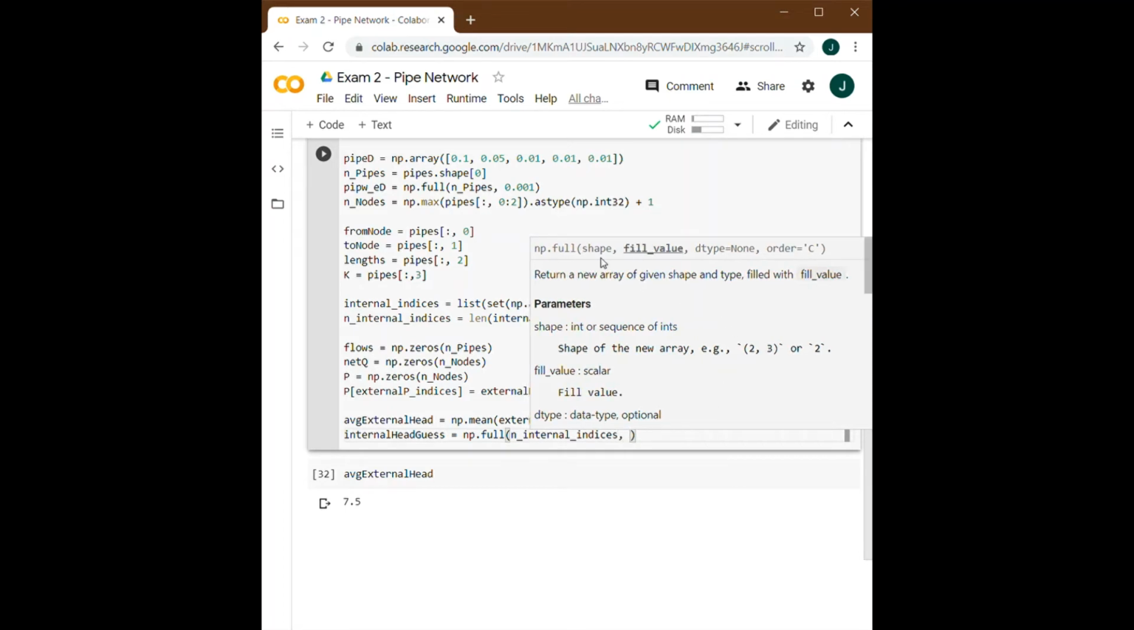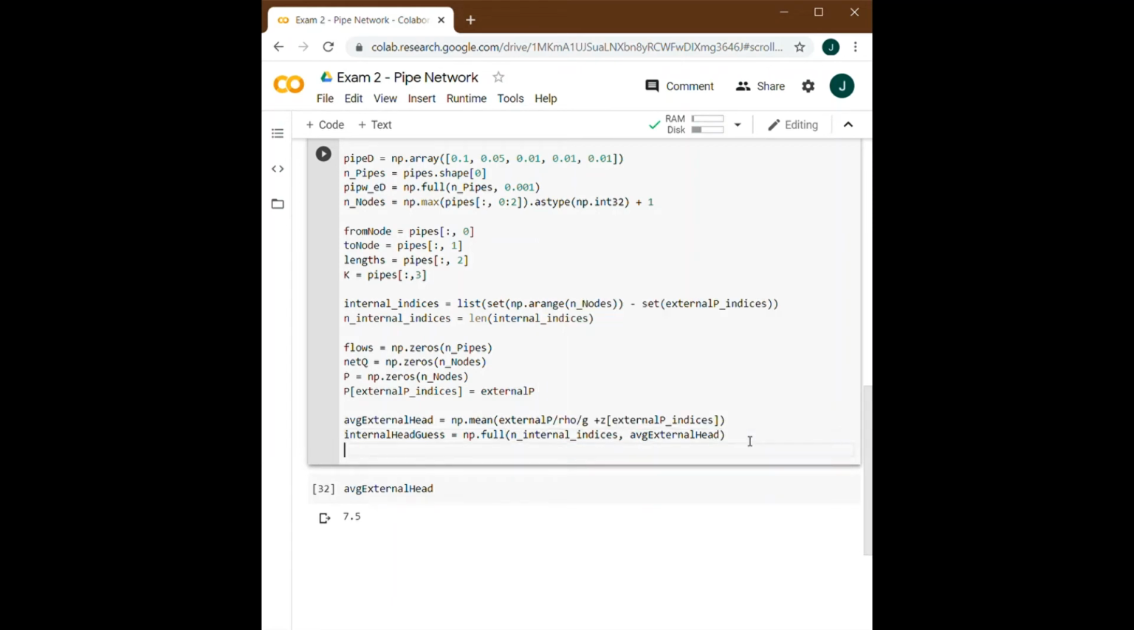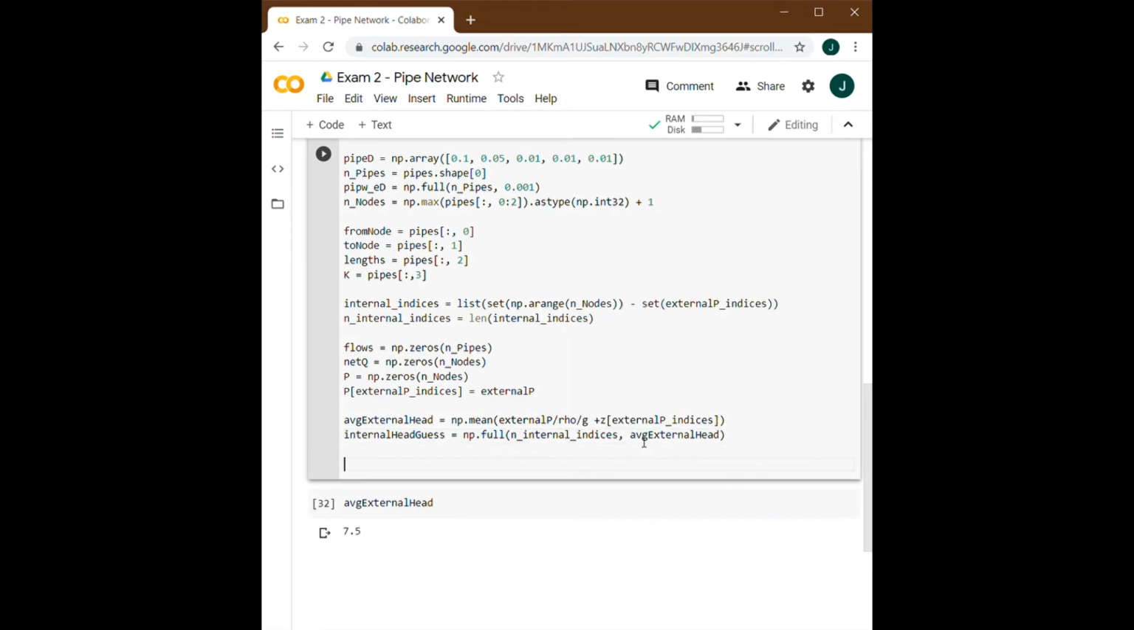And again, we're going to create an array of the given shape. So this array here, internal indices, has 2, or this number has 2. So we're going to create an array of 2. And we're going to put our average external head in that place.